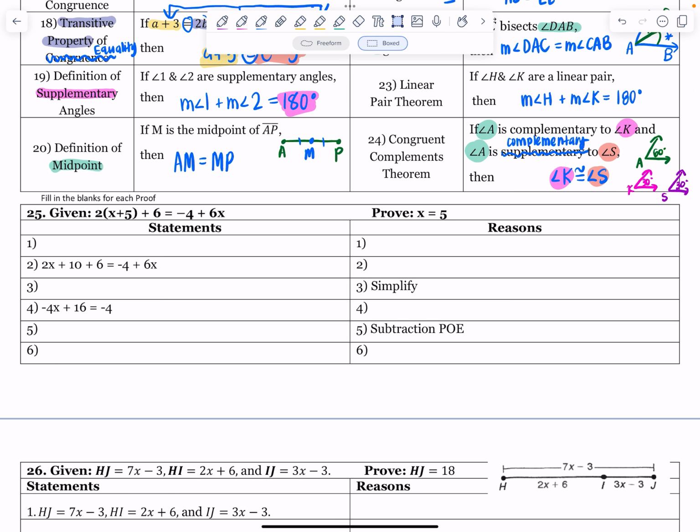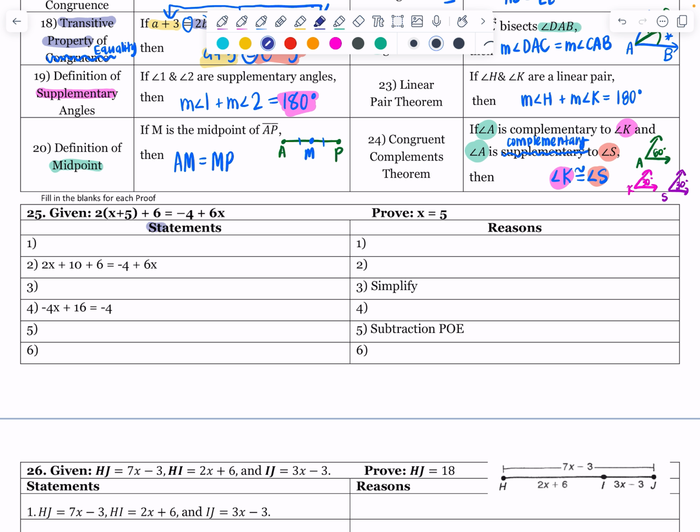All right, everybody, we made it to the proof section. Yay! We are so excited to do these proofs. We're going to cheer every time we get to a new one. Number 25, let's go. Fill in the blanks for each proof. We've got this, we've got this, we've got this.